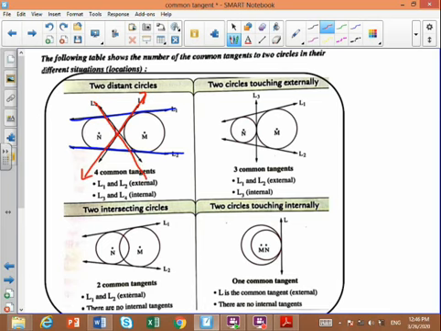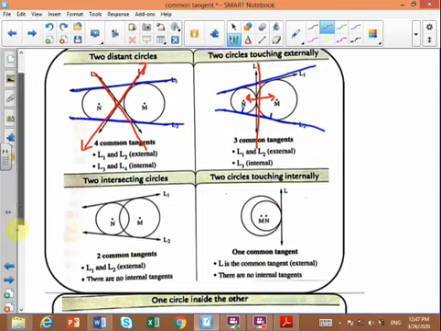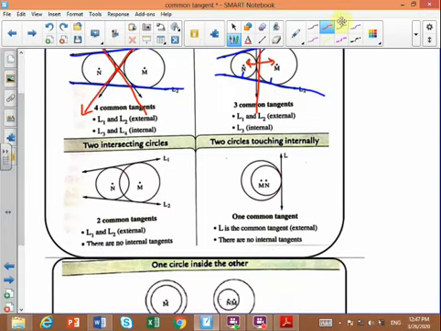tangent. What about if the two circles are touching externally? If I have L1 here, the two circles are on the same side, so they are external common tangent. L2, the two circles are on the same side, so it is also external. But L3, one of the circle is on the right, the other circle on the left, so it is internal common tangent.